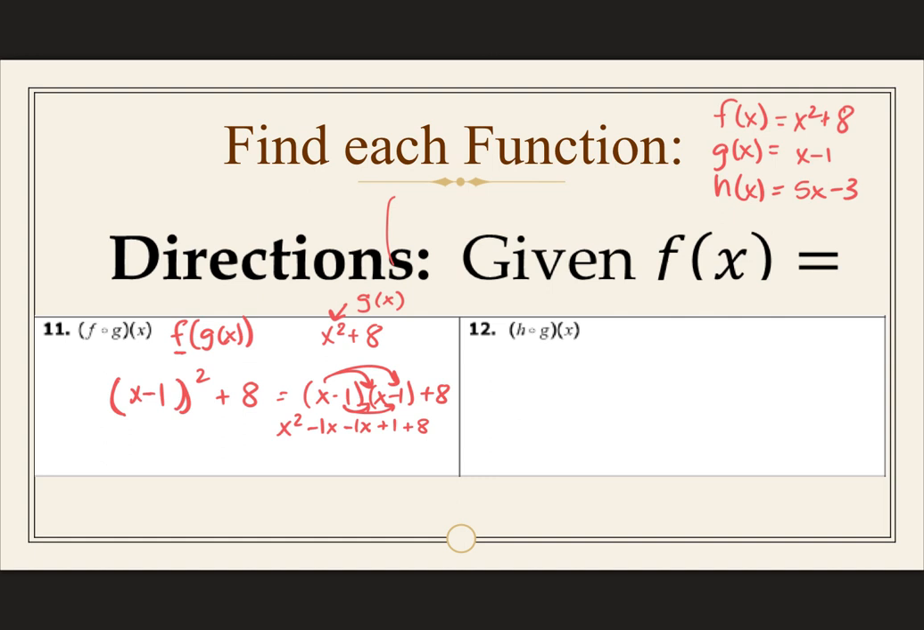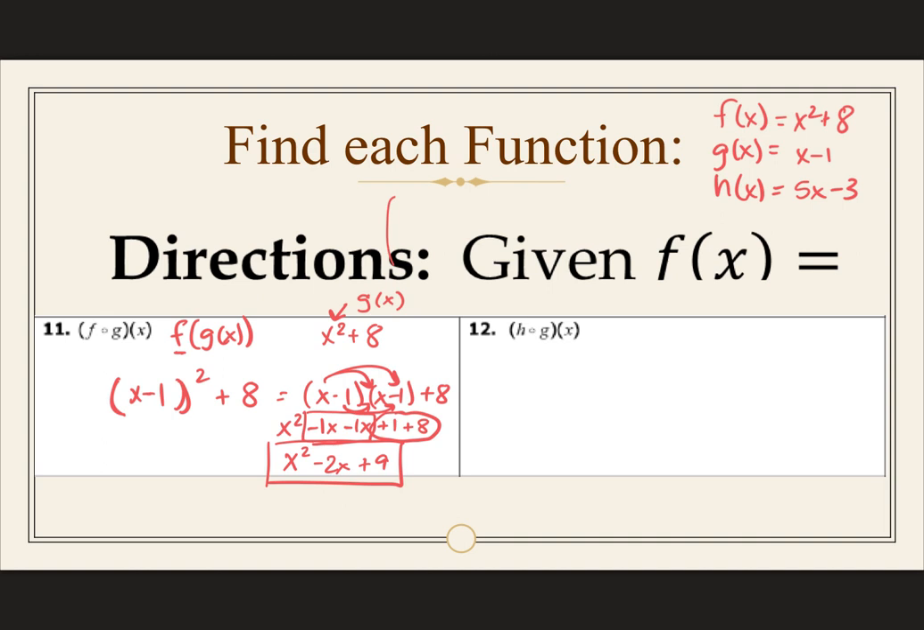And then I just have to combine my like terms. So here I have negative 1x and negative 1x. That's going to give me negative 2x. Here I have 1 plus 8. That's going to give me 9. And then don't forget to bring down your x squared. So that is my answer.